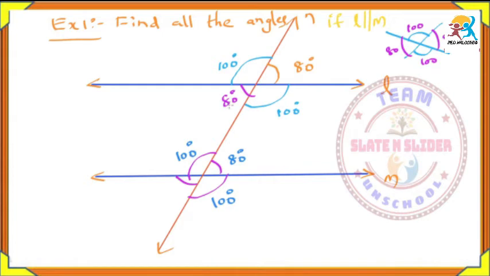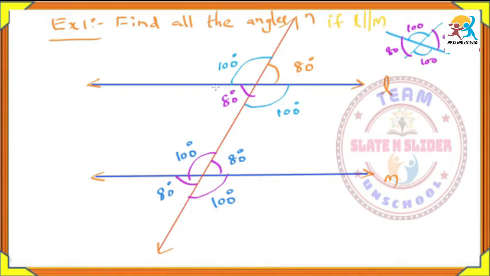And the two angles should not be adjacent, so this 100 is eliminated. So we get only these two angles. So these two are alternate interior angles. And if it is 80, then its vertically opposite angle is also 80. So like this we can write.